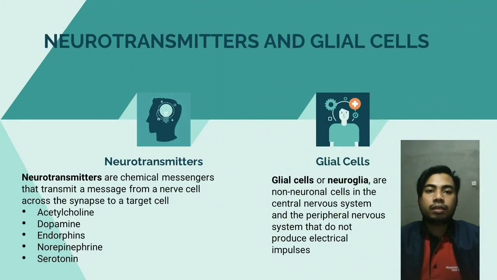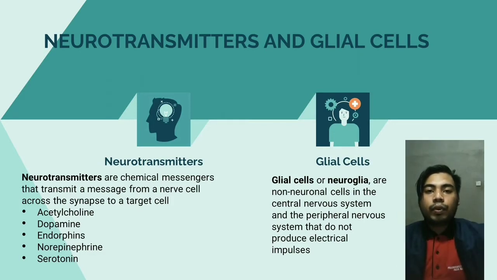So next is neurotransmitter. Neurotransmitters are chemical substances that make it possible for messages to cross from the synapse of a neuron to the target receptor. There are between 200 and 300 known neurotransmitters. A few examples of neurotransmitters are acetylcholine, dopamine, endorphin, norepinephrine, and serotonin.